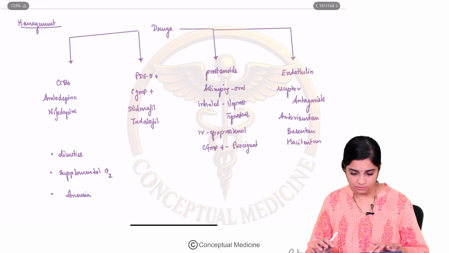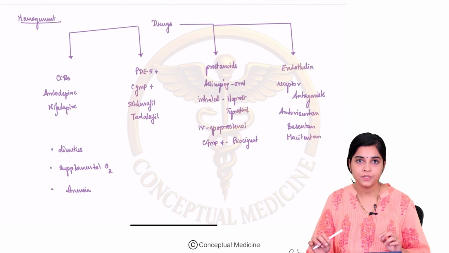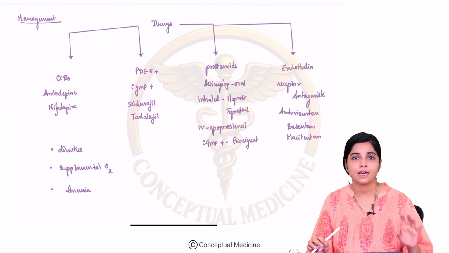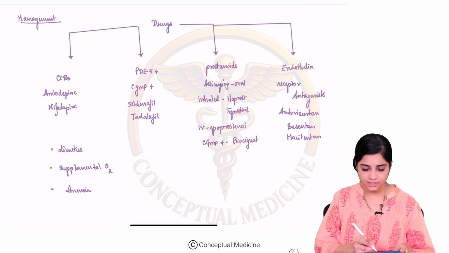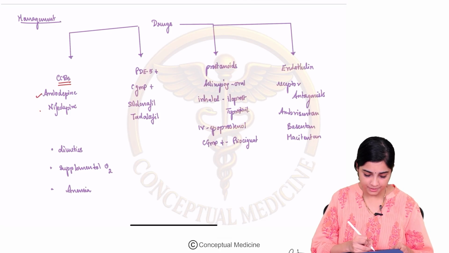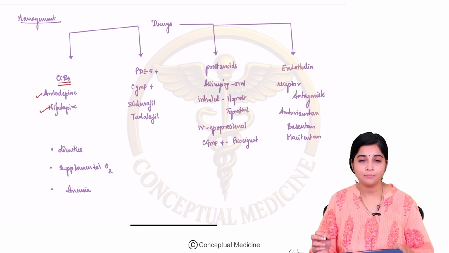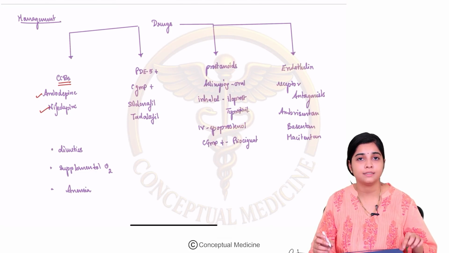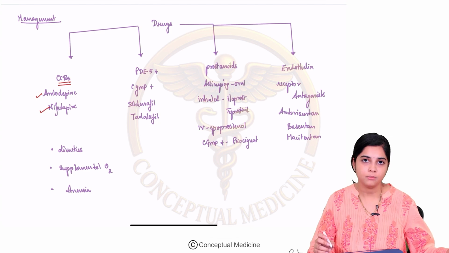Now let us move on to the management. Which are the drugs? The drugs are classified into various groups. We have already looked at the pathophysiology and the targets as well. So first is calcium channel blockers. Which calcium channel blockers are used? Amlodipine and nifedipine. If you do a vasoreactive test using IV iloprost and it is positive, then for this group of pulmonary hypertension, you can use calcium channel blockers.